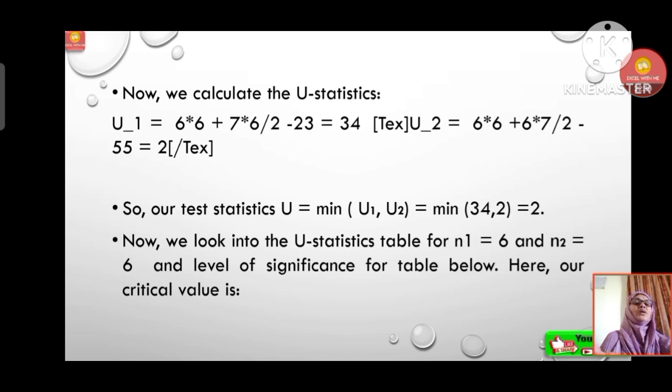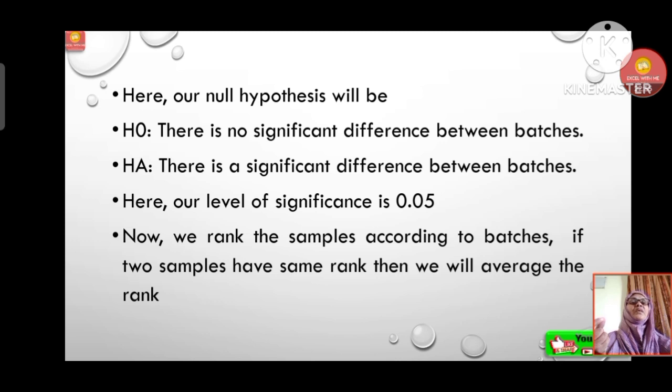Now we look into the U statistic table for N1 equal to 6 and N2 equal to 6, and the level of significance for the table below, to get our critical value. Our null hypothesis H0 is that there is no significant difference between batches. HA is that there is a significant difference between batches. Our level of significance is 0.05. Now we rank the samples according to batches. If two samples have the same rank, then we give the average rank.